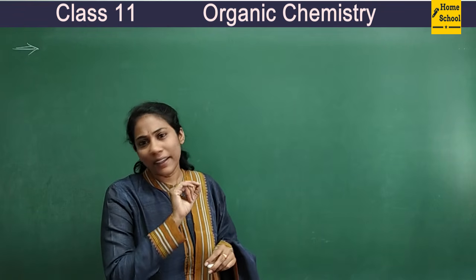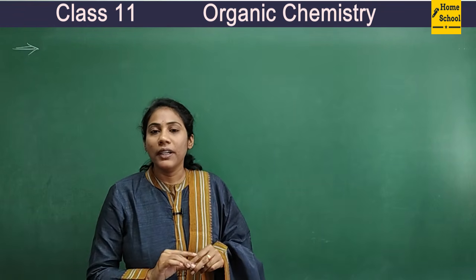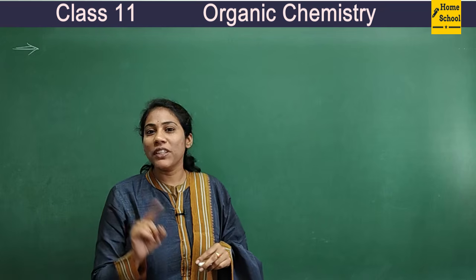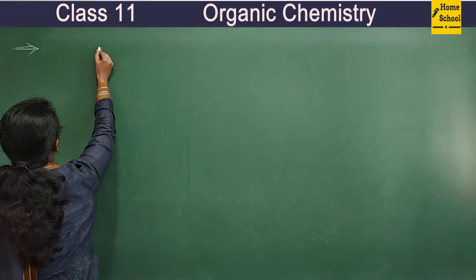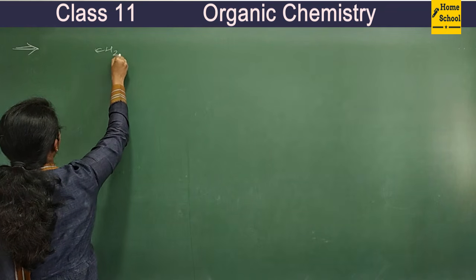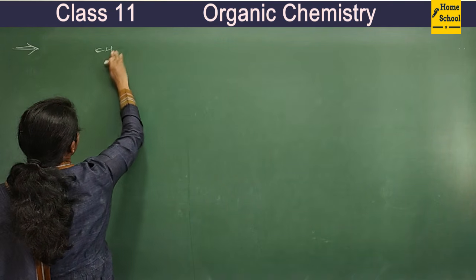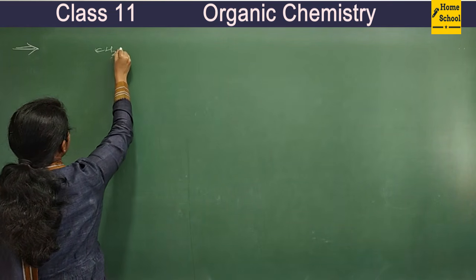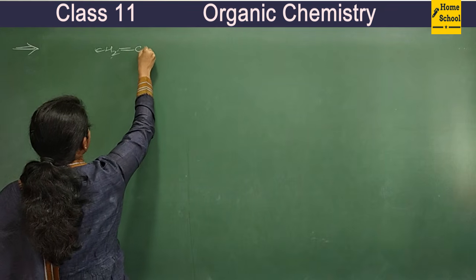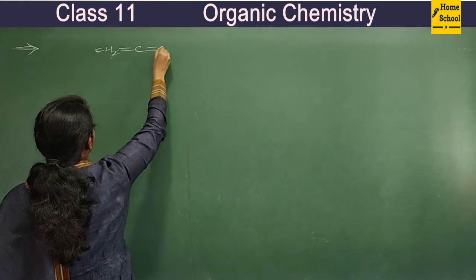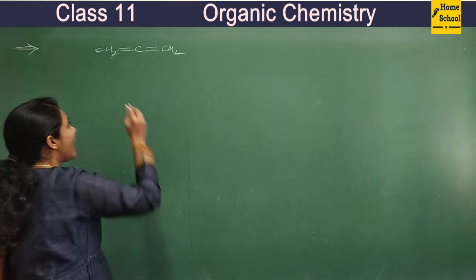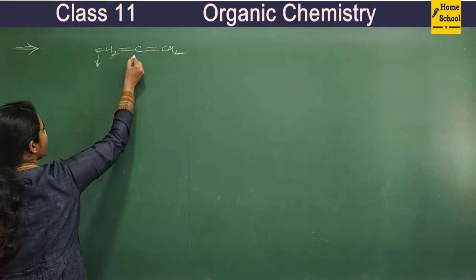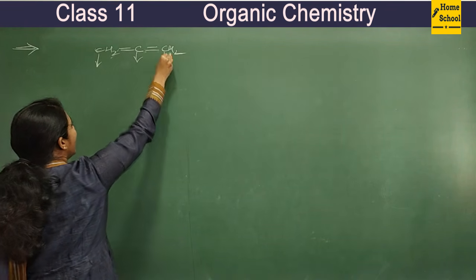So there in the part 1 video, I ended the session with one question, right? So the question was to find the hybridization of this molecule, something like this, C double bond C double bond CH2. So this was the molecule I gave, and I asked you to find the hybridization of every carbon atom.